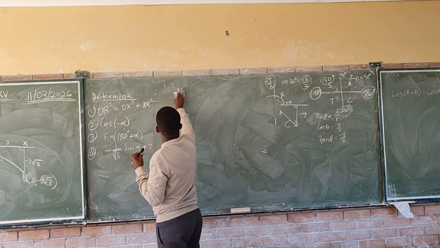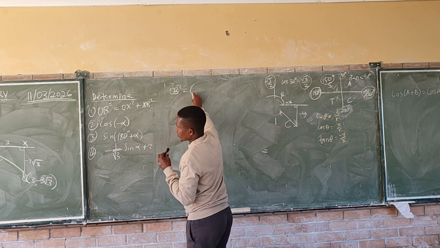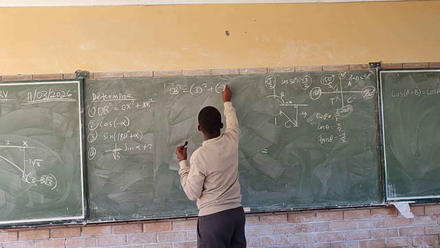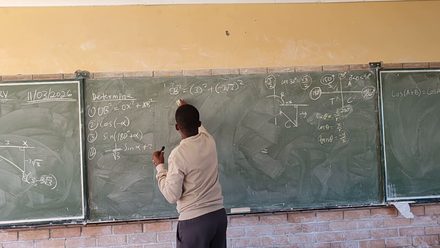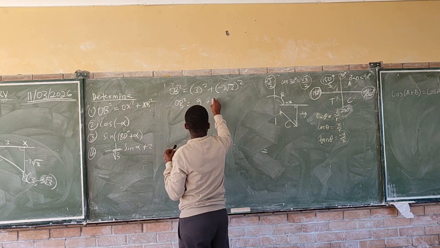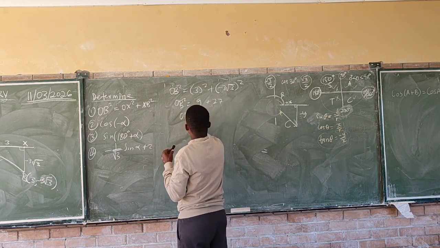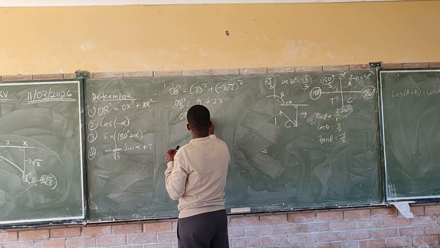So now OB squared equals, what is OX? 3 squared plus negative 3 root of 3 all squared again. Alright, OB squared equals 9 plus 27. So OB squared equals 36. So OB equals plus or minus the square root of 36. What is it?